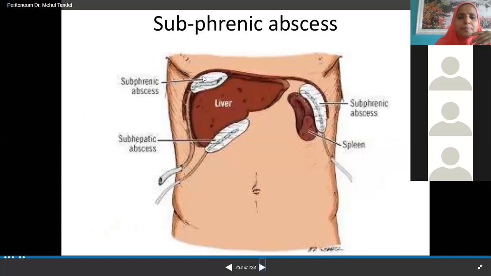Subphrenic abscess means infection in the peritoneal cavity, which can spread anywhere. This is right subphrenic abscess, left subphrenic abscess. Below the liver, you call it subhepatic abscess. So that is all about this.